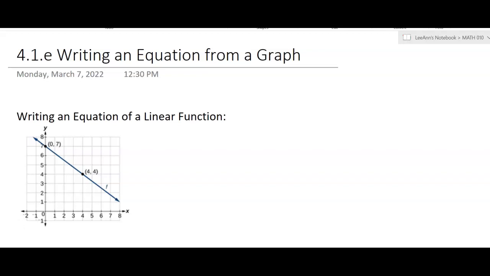Okay, so what we want to be able to do sometimes is write an equation from information that they give us. And this time they're giving us a graph. So the goal is to write a function in this form. So we need to know the slope and we need to know the y-intercept.